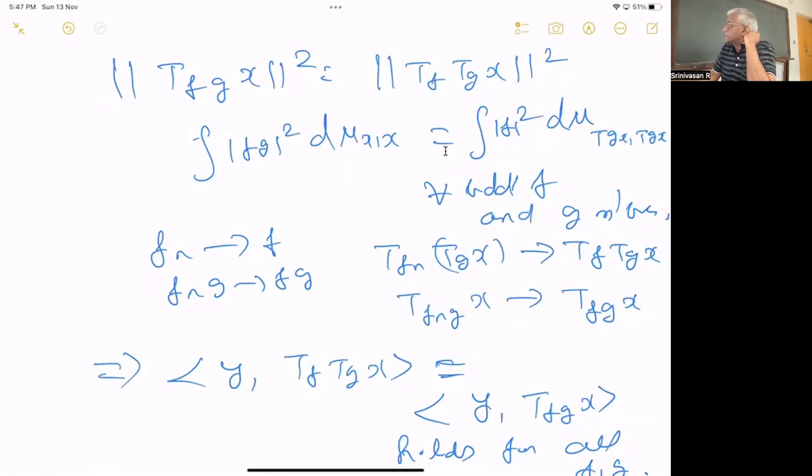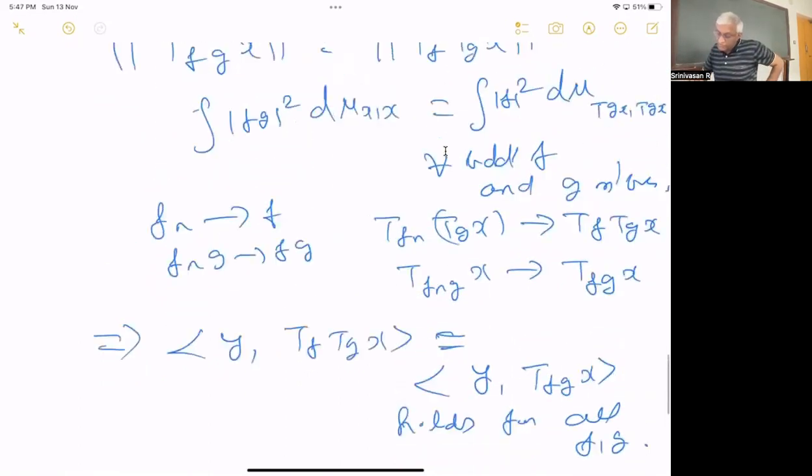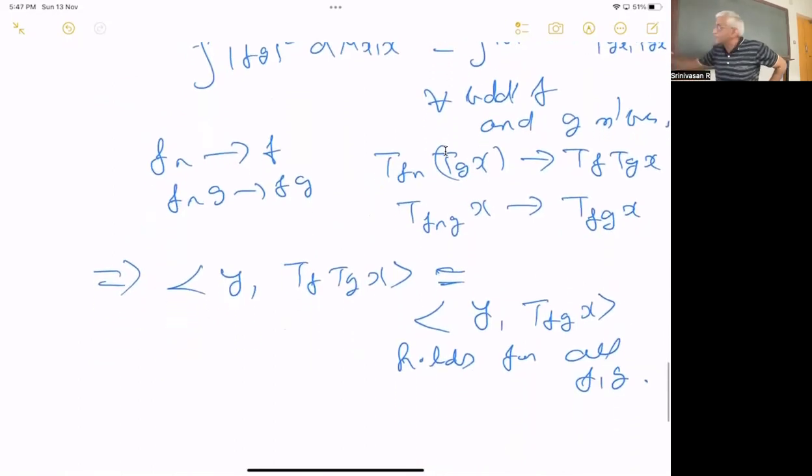The domain of T of F T G is contained in the domain of T F G. Yeah, that's what we want. And we also want to prove that the domain of T F G is exactly equal to D G intersection D F G. So that is what is being proved by this inner product.